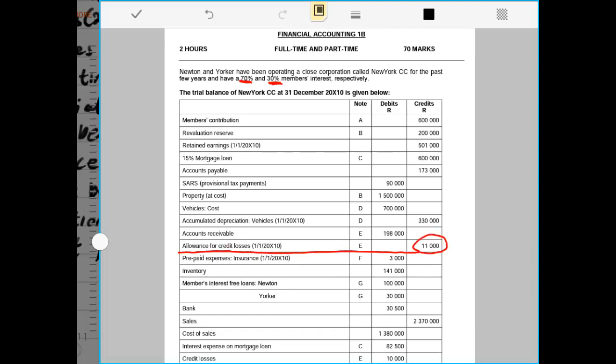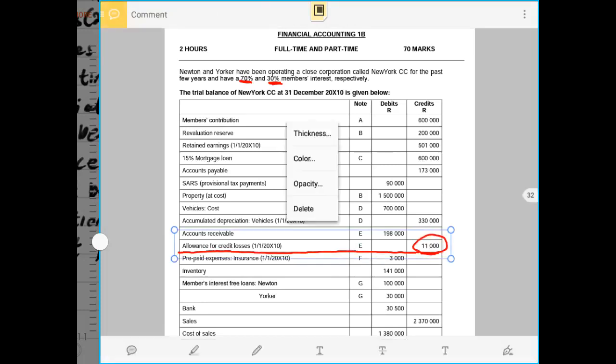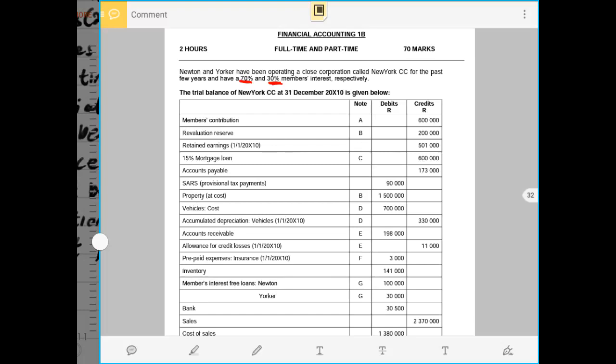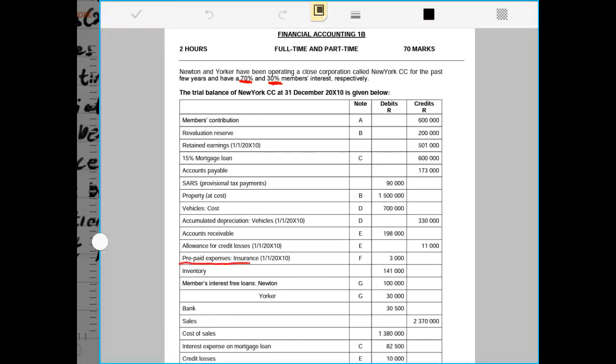Remember, we have to normally calculate the allowance for the current year, or the new allowance. Then we compare that with this allowance to determine if there is any increase or decrease in our allowance for credit losses. Then we have a prepaid expense which was prepaid by the 1st of January 2010. That means this expense in terms of insurance was paid last year, and it means we paid 3,000 last year for the next month, which is the month of January 2010. So now it was prepaid last year, then we have to make a reversal for this prepaid expense of insurance.